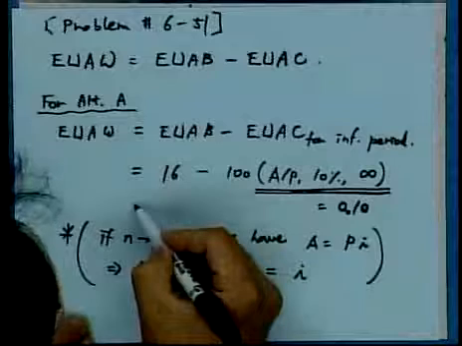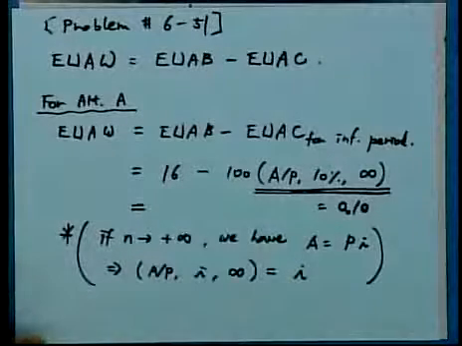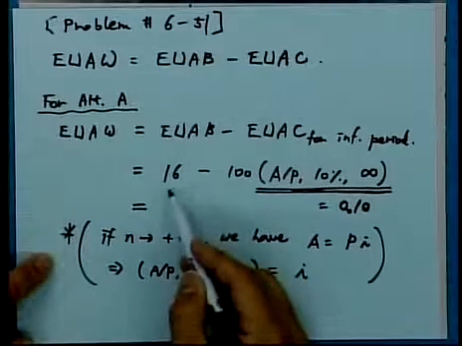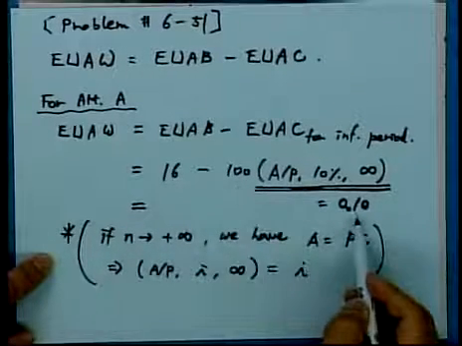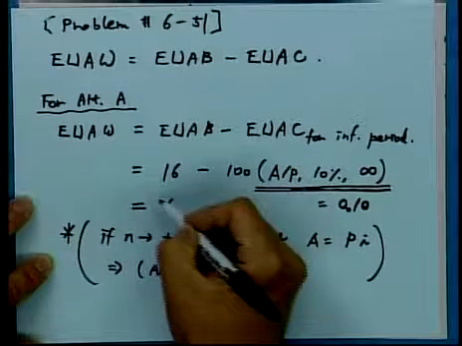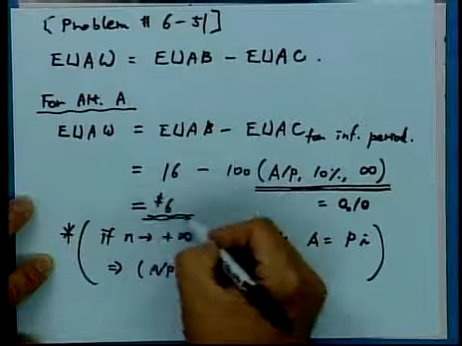So this value, equivalent uniform annual cost for alternative A, would be 16 minus 100 times 0.1. So 16 minus 10 would be just $6. Okay?